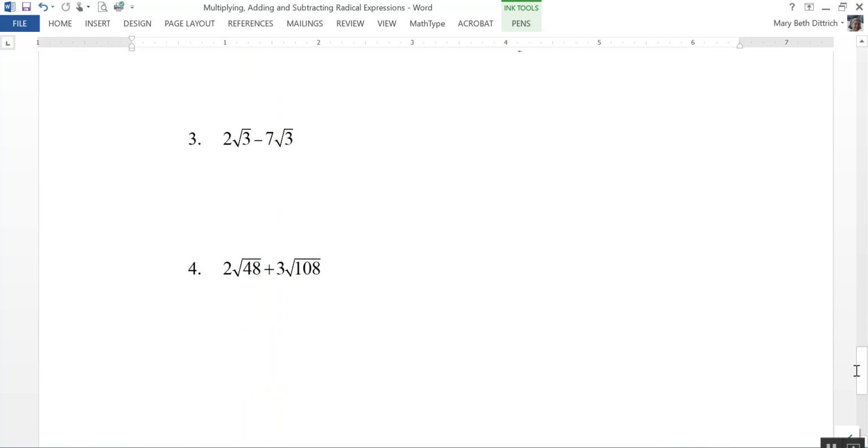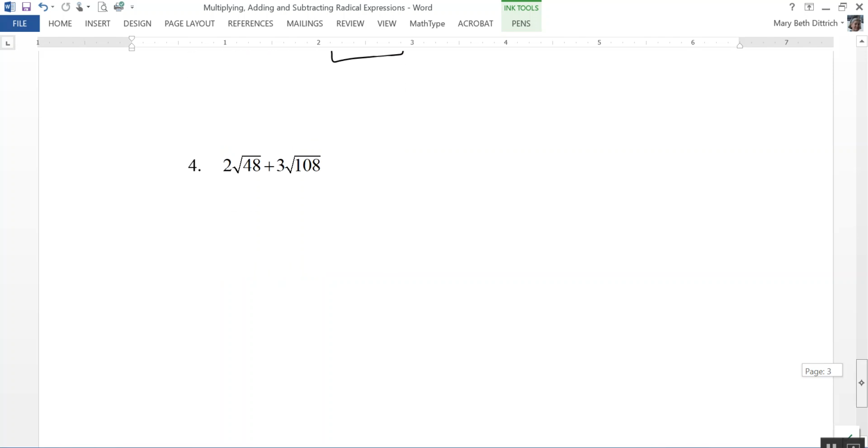Number 3, 2 square root of 3 minus 7 square root of 3. This is a subtraction problem, so I need to have the same radicand, which fortunately I do. So I just subtract the numbers out front. So 2 minus 7 is negative 5 square root of 3.